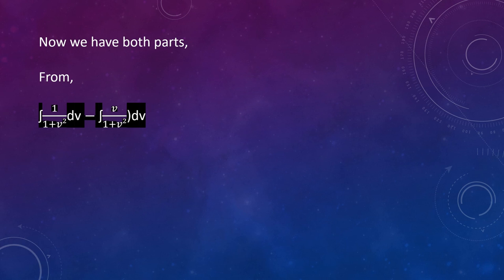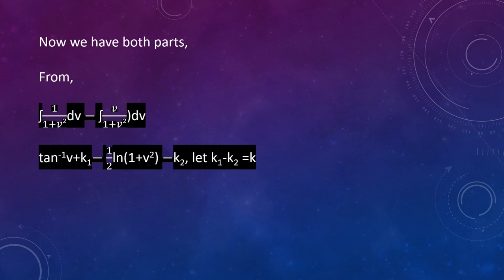We have both sides already, so let's put them together and subtract. k1 minus k2 gives me another constant, so let's just call everything k because they're all constants. Then I would have arctan v minus one half ln (1 + v squared) plus k. So this is our final answer.